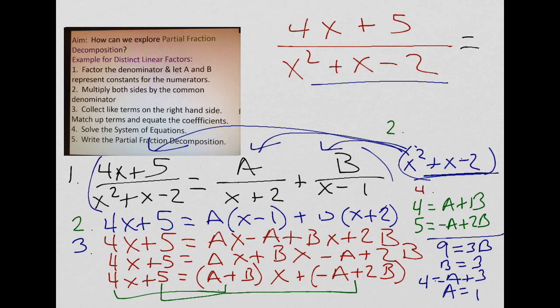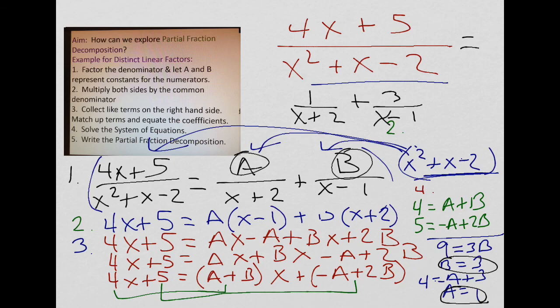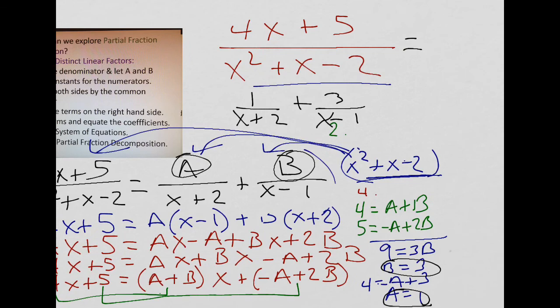So that means that I have to write my answer, that's step 5, my partial fraction decomposition. This is not my final answer. Once I find A and B, now I can write that 1 is over x plus 2, because I found A to be 1, and B, which is 3, is over x minus 1. This is my partial fraction decomposition.